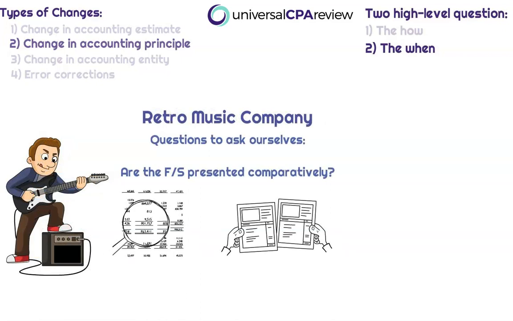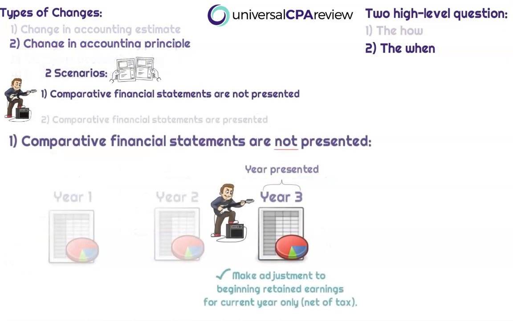We need to ask ourselves, are the financial statements being presented as comparative financial statements or not? Are we showing the financial statement readers the financial statements for just this year, or are we showing them previous years that might be impacted from this change as well? So very simply put, if we are not showing comparative financial statements, and we're only showing the financial statements for this period, then the cumulative change will be made as an adjustment to the beginning retained earnings amount for the current period only.